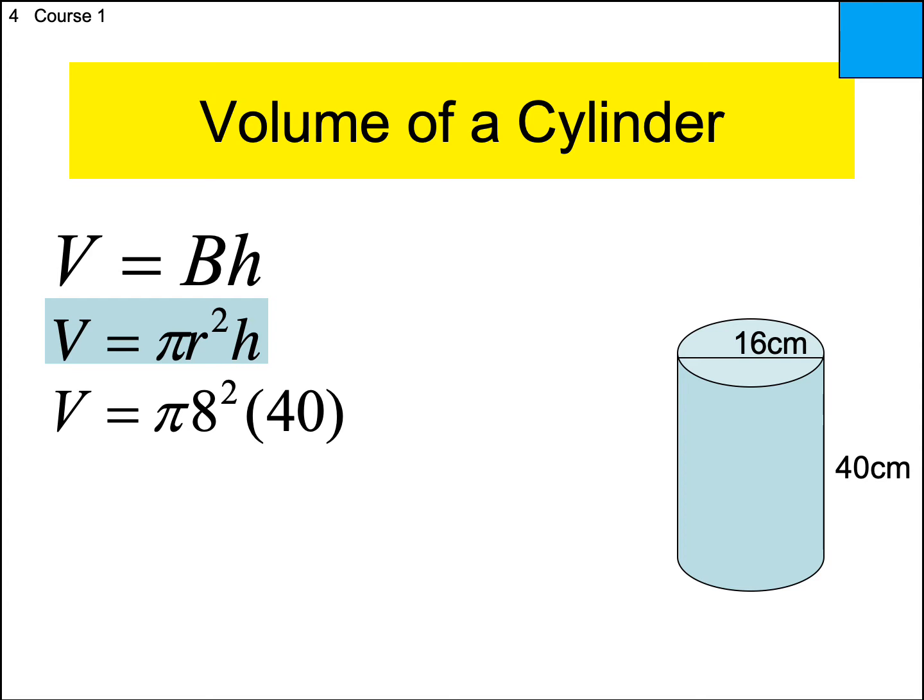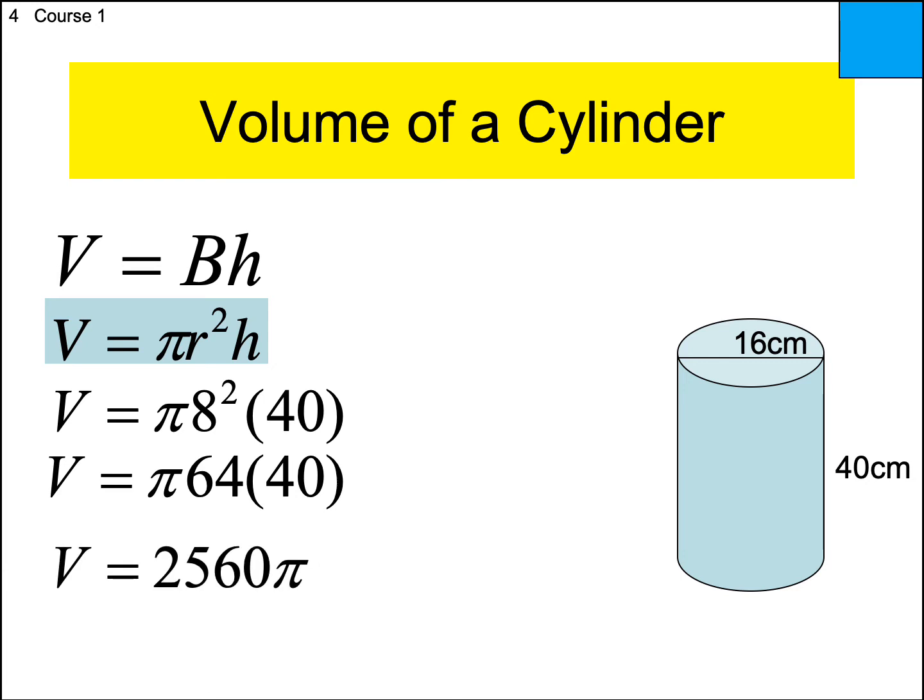Okay, so these are large numbers, don't panic. So let's see, 8 squared, that's 8 times 8. It's not 16, it's 64. So 64 times 40 is a very large number, and that would be the answer in terms of pi. If we multiply 2,560 times 3.14, do a little bit of rounding, we get to the approximate answer. This is in centimeters, so 8,038 cubic centimeters.